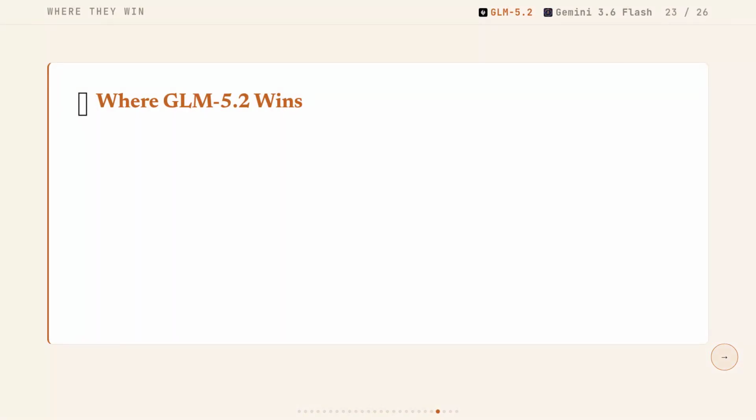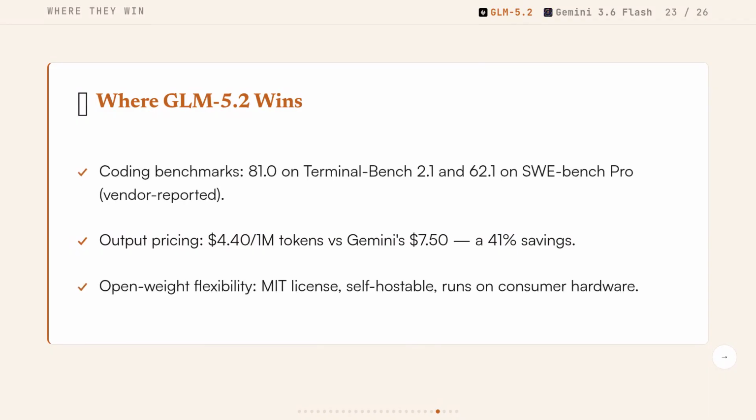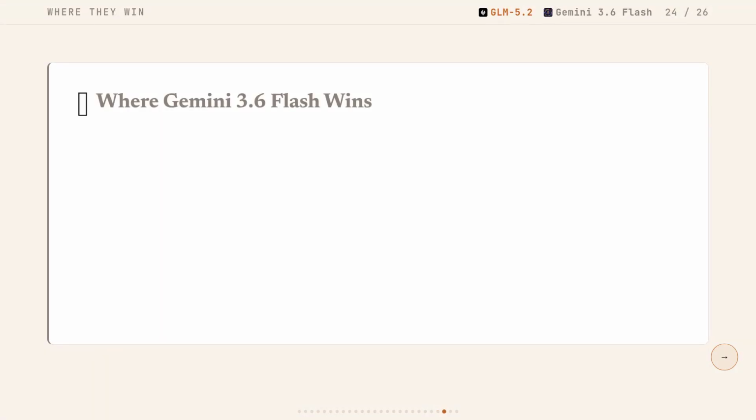GLM 5.2 wins on coding benchmarks, 81.0 on Terminal Bench 2.1, 62.1 on SWE Bench Pro. It's 41% cheaper on output tokens at $4.40 per million versus $7.50. It's MIT licensed and self-hostable on consumer hardware, and its first token arrives in 1.36 seconds versus 14.74 for Gemini 3.6 Flash. Gemini 3.6 Flash wins on raw output speed, 227.7 tokens per second versus 157.5 for GLM 5.2.